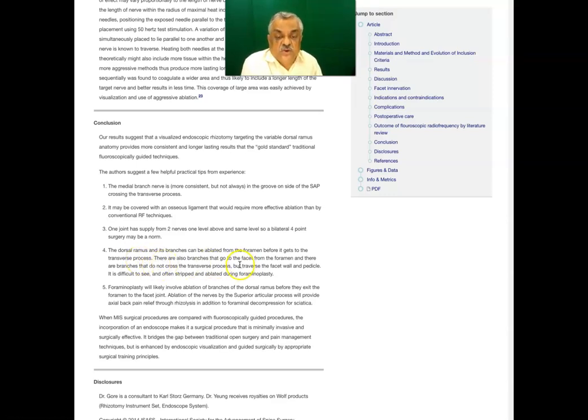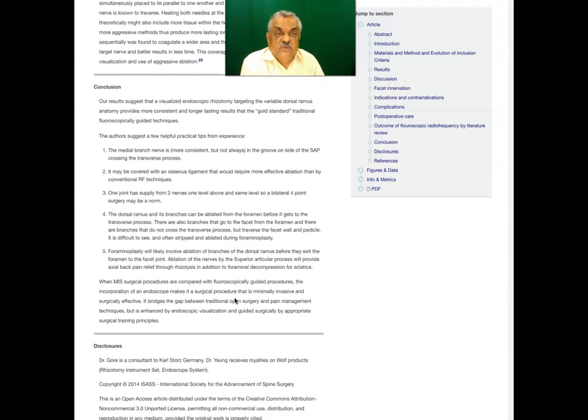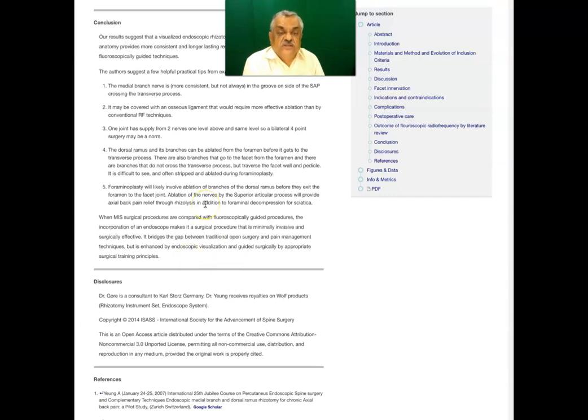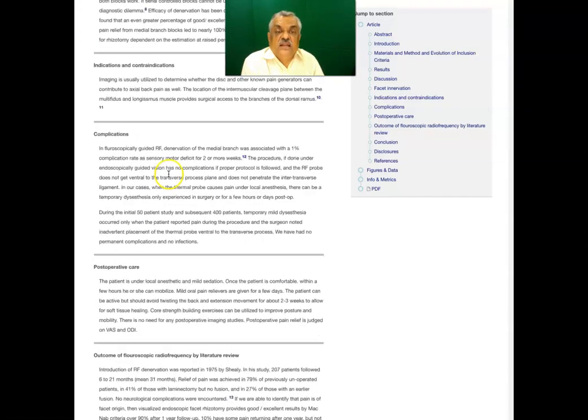There are also branches that go to the facet from the foramen, and there are branches that do not cross the transverse process but traverse the facet wall and pedicle. It is difficult to see, and often they are stripped and ablated during a foraminoplasty. A foraminoplasty also likely will involve ablation of branches of the dorsal ramus before they exit the foramen to the facet joint. Ablation of the nerves by the superior articular process will provide axial back pain relief through rhizolysis in addition to foraminal decompression.